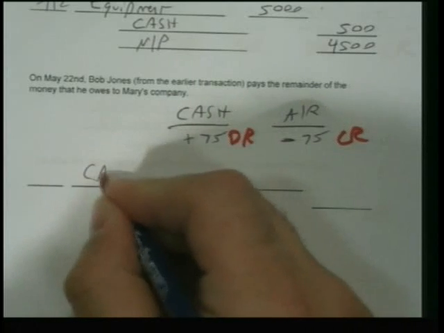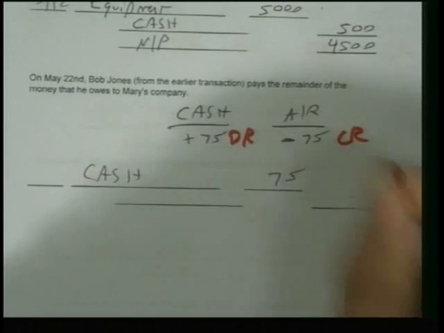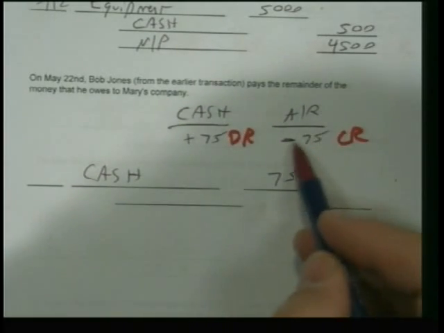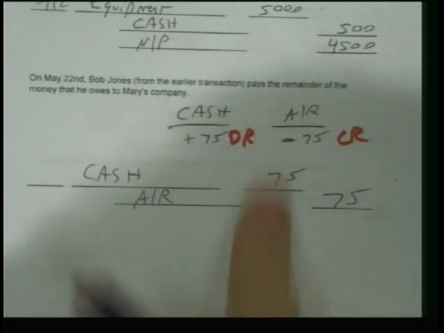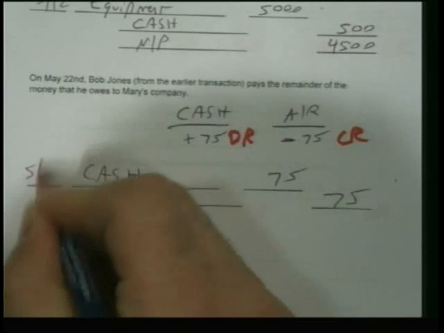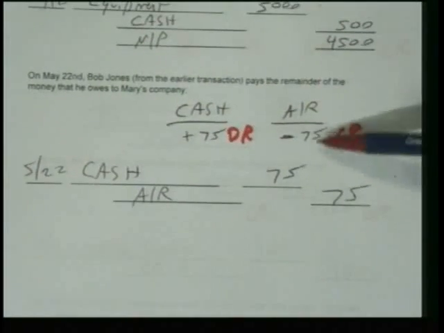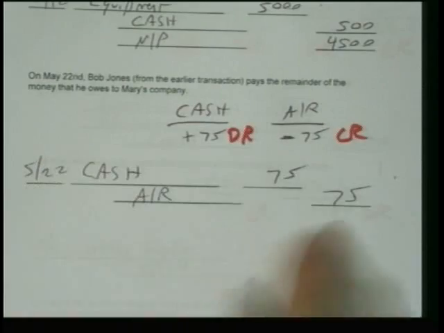Debit cash for 75. Credit AR for 75. Total debits equal total credits. This occurred on May 22nd. Chapter 1 way, Chapter 2 and beyond way.